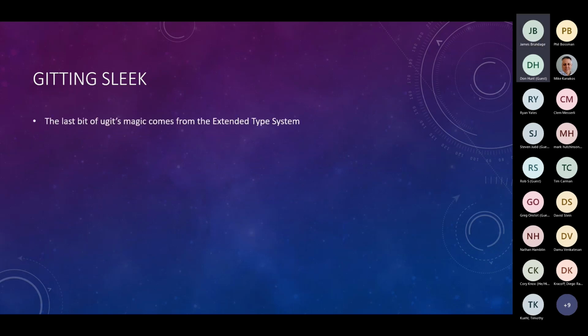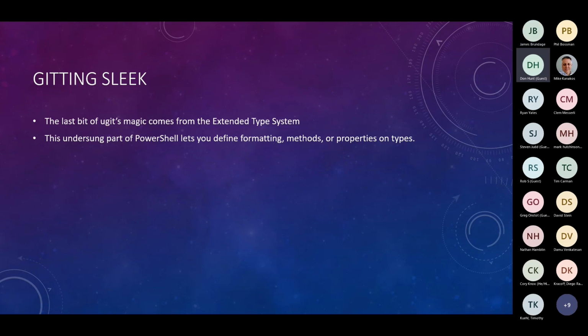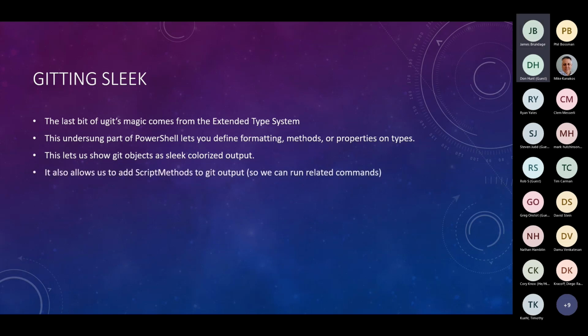The last bit of uGit's magic comes from the extended type system. This undersung part of PowerShell lets you define formatting methods or properties on types. This lets us show Git objects as sleek, colorized outputs. It also allows us to add script methods to Git output so we can run related commands, right? These are defined in uGit.format.ps1xml and uGit.types.ps1xml.